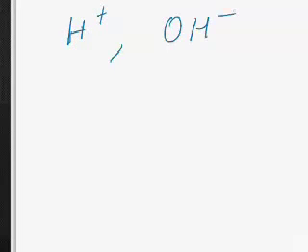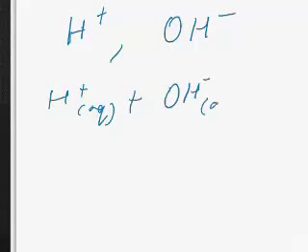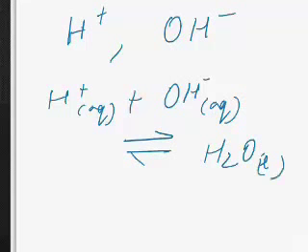According to Arrhenius concept, acid-base neutralization involves reaction between H+ and OH- ions to form a water molecule. It involves a reaction between H+ and OH-. So what happens? That H+ and OH-, they react and they will form H2O liquid.